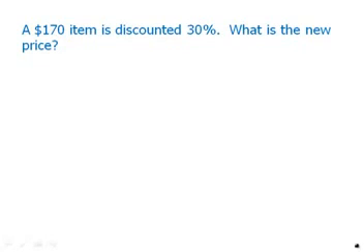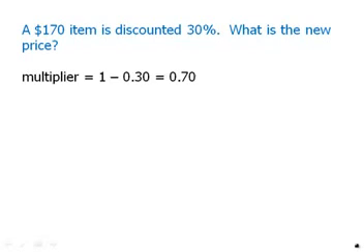A $170 item is discounted 30%. What is the new price? So the multiplier way to do this, I form the multiplier doing 1 minus 0.3. I get 0.7. That's the multiplier for a 30% decrease. Then I multiply the price times that number, multiply out, and I get $119.